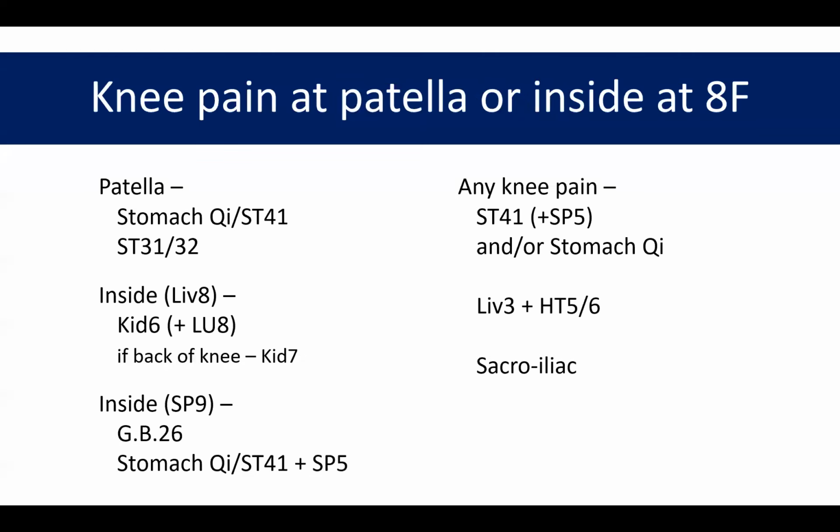Okay. Knee pain at the patella or inside, liver 8. For the patella, I use stomach chi or stomach 41, and also stomach 31 or 32. I'm looking for something in the quads to needle, to lift the patella up. For the inside, liver 8, because there are a few questions in this one question, liver 8 is basically kidney 6, possibly adding lung 8. You'd call it lung 7, but I don't have a lung 7 that's out of line. That's why I'm always saying it's lung 8, even if I mean lung 7.